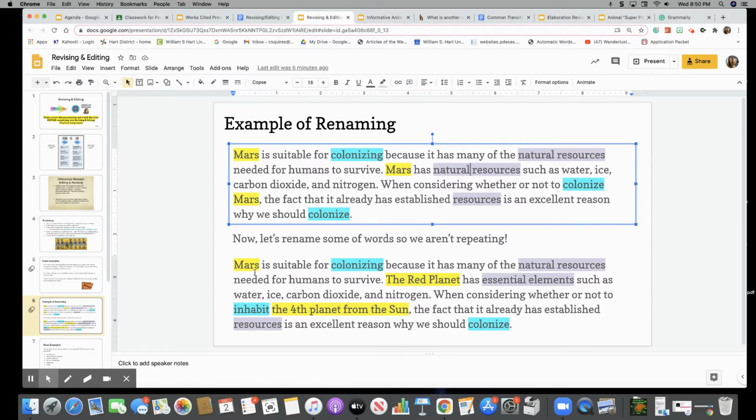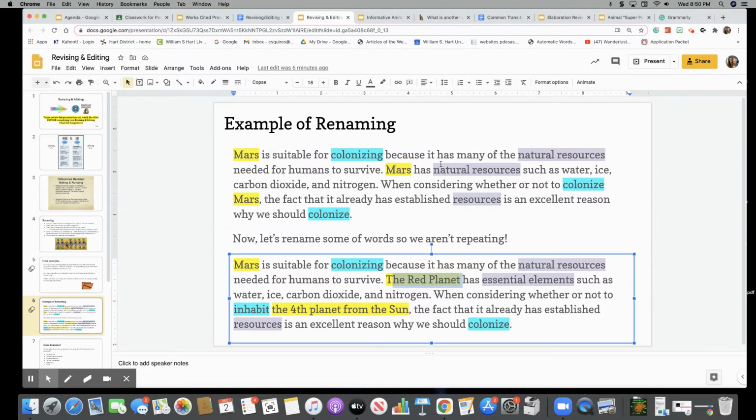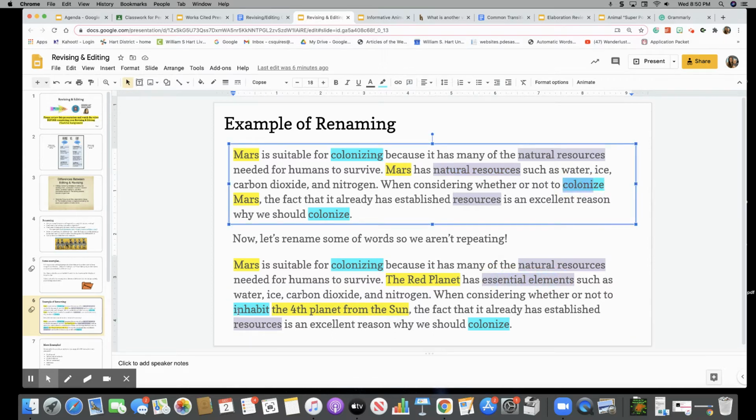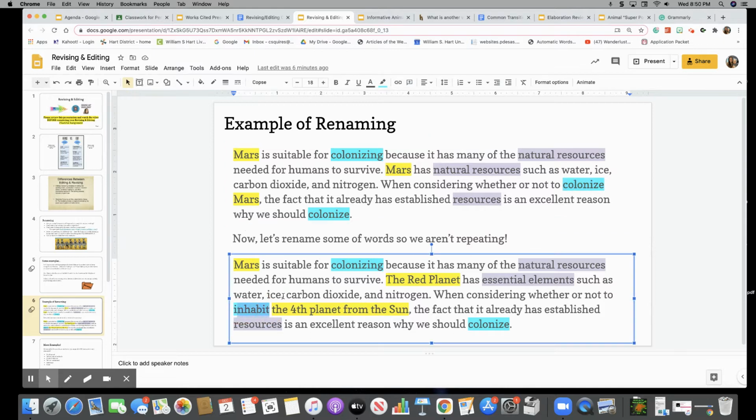And now let's take a look at how I renamed some of those words, so I'm not repeating them so often. So I changed the word Mars here to the red planet. I changed natural resources to essential elements. I changed the word colonize to inhabit. So that I found using a synonym website.